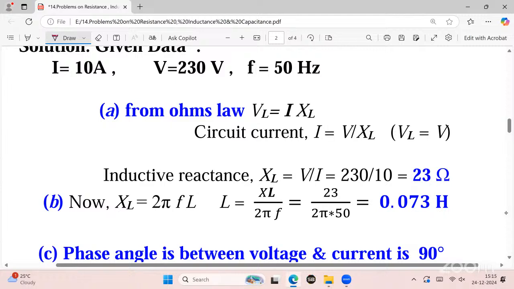Next one, D bit. Power factor, cos phi is equal to cos 90 is equal to 0. Heading, power factor. Power factor means cos phi. What is phi? 90. Cos 90? 0. 0 is the answer.